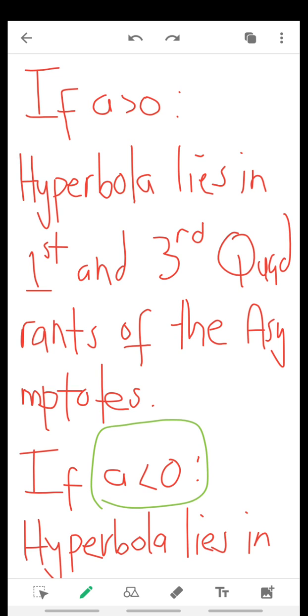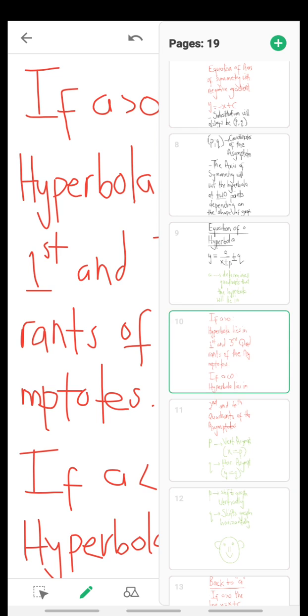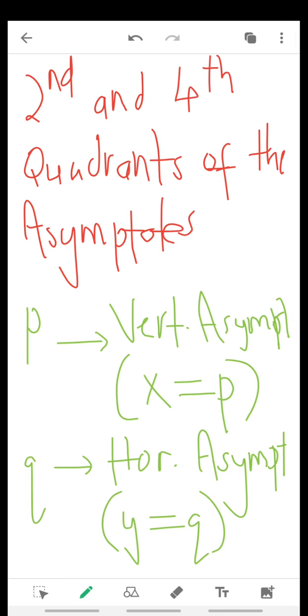Then when a is negative, less than 0, the hyperbola will lie in the second quadrant and the fourth quadrant of the asymptotes. Very important. Which is the opposite of what we've just spoken about in the previous point.